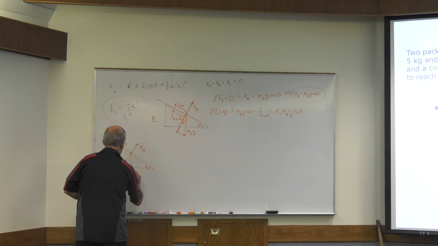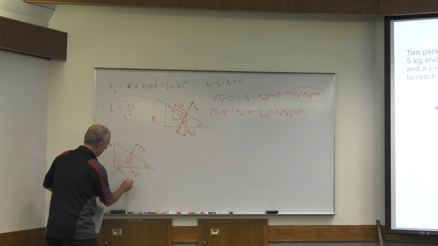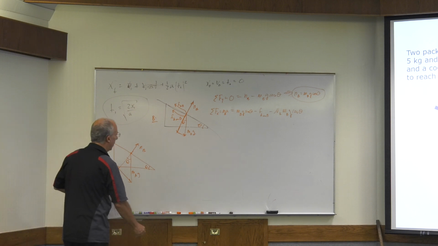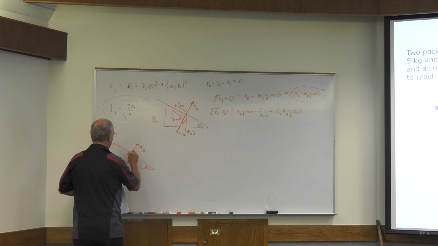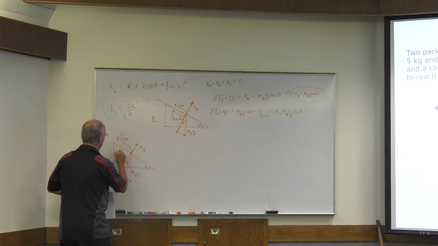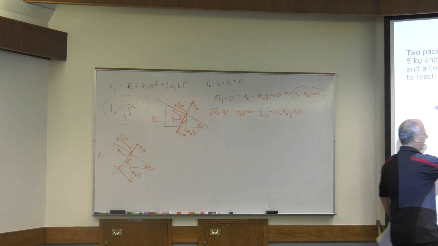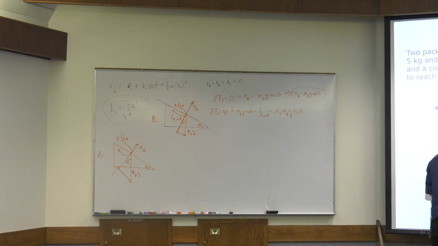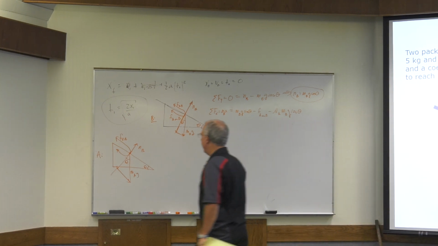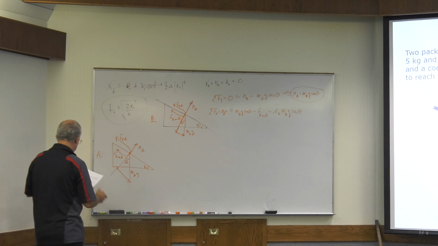So here's MAG components. Now, again, we have FKA, but we also have, remember, B now is pushing down on A. A was pushing up on B, B is pushing down on A. Newton's third law. So we have FB on A.